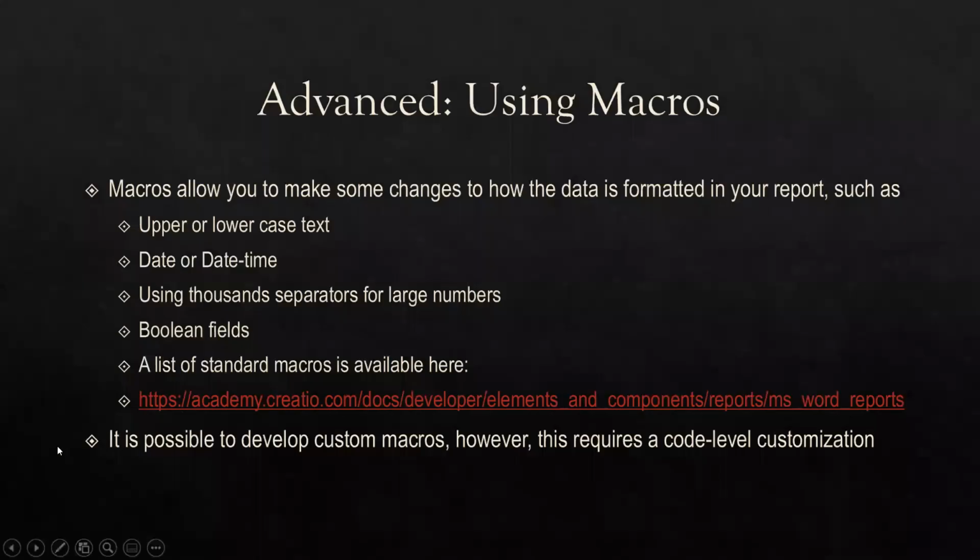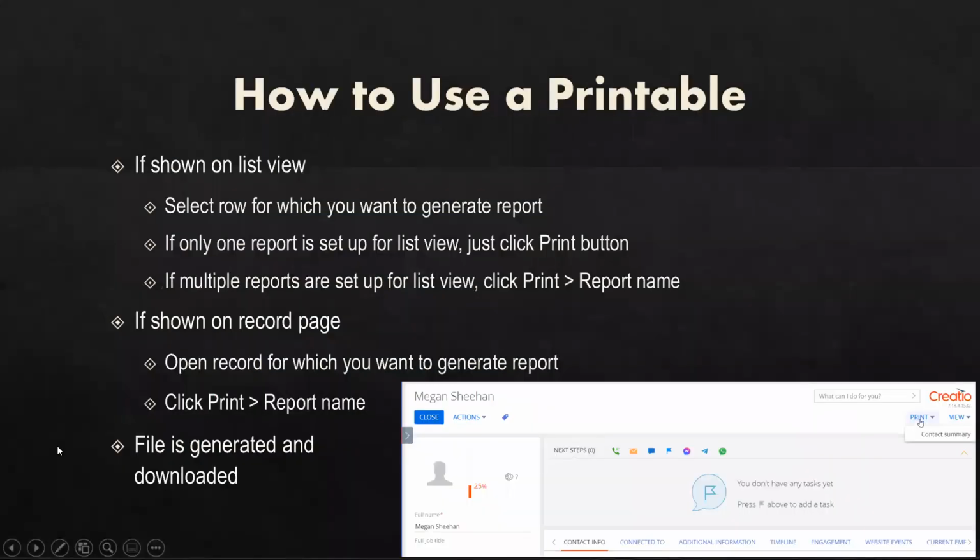Thank you, Megan. So if you go into our list view of our contacts or accounts, for example, if you select the row, you would want to generate that report simply by just clicking the print button if it's just one report. If you're using multiple reports, then you're going to click print and then you're going to choose that report name. So Megan will show that in a little bit.